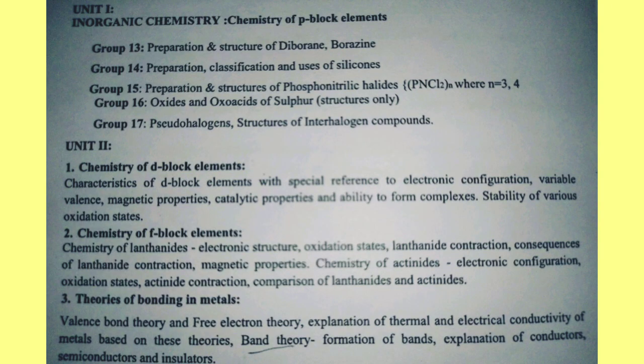In the first unit, inorganic chemistry, chemistry of P block elements. Here we have to discuss group 13, group 14, group 15, group 16, and group 17. Mainly in group 13, preparation and structures of diborane and borazine, and in group 14, preparation, classification and uses of silicones. In group 15, preparation and structures of phosphonitrile halides.